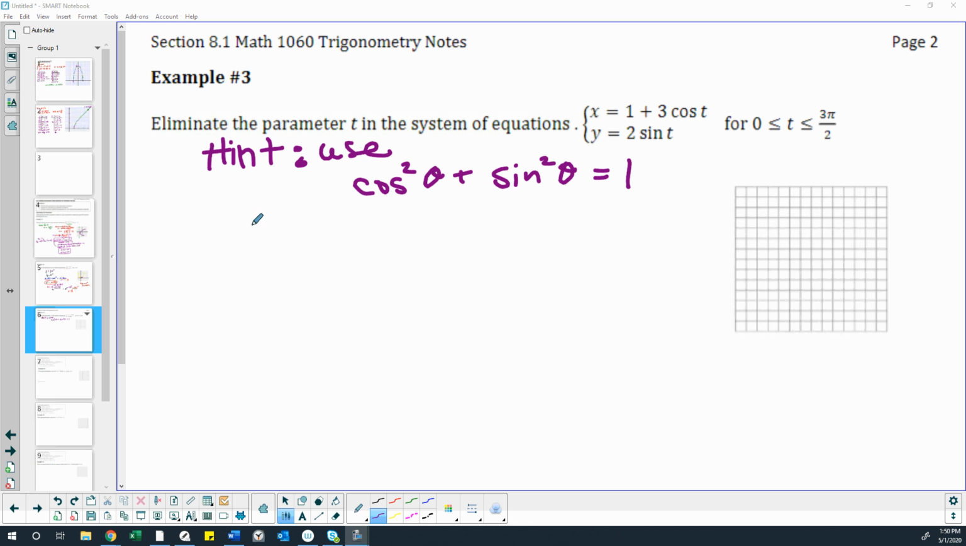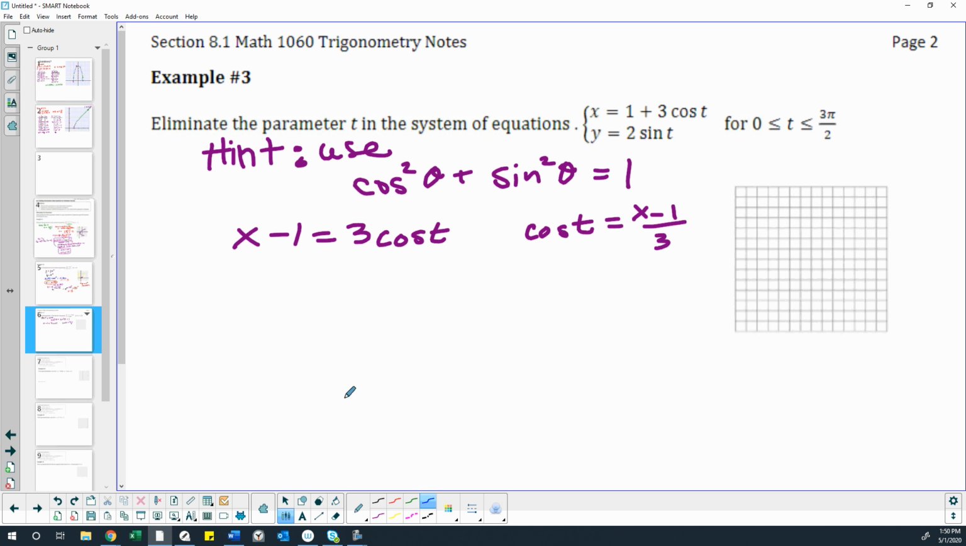Okay, so let's go ahead and solve x for cosine. So instead of solving for t, we're actually just solving for cosine t. So cosine t would be x minus 1 over 3.